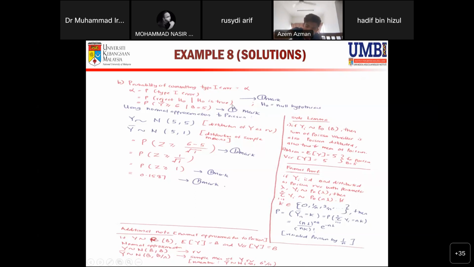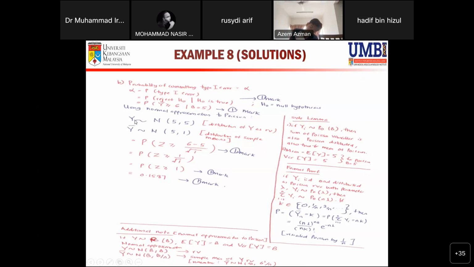Okay. So in this case, to make things much simpler, we can use a normal approximation to the Poisson. As you know from your previous studies, the sum of Poissons will be Poisson as well, and the mean of the Poisson variables becomes a scaled Poisson. You can see the side lemma here and the formal proof there.